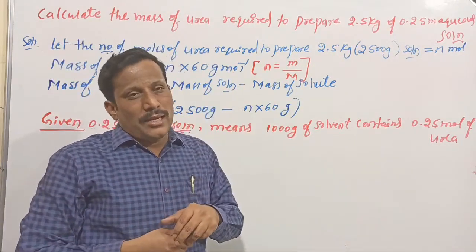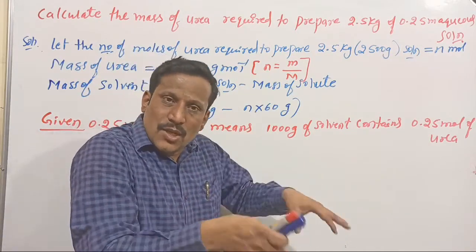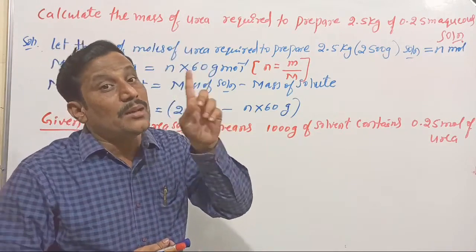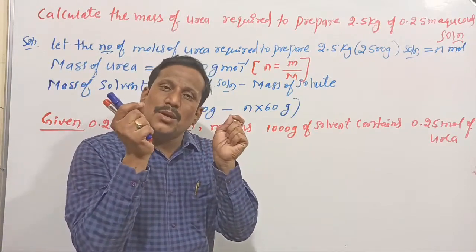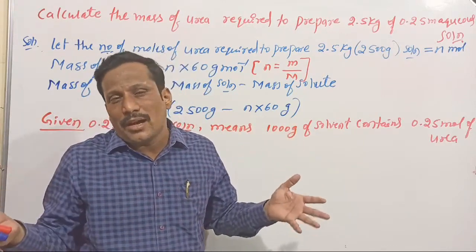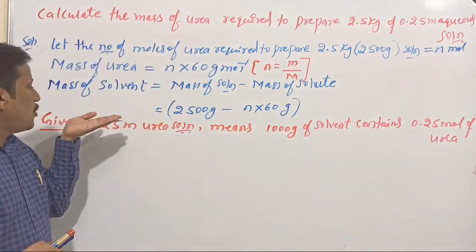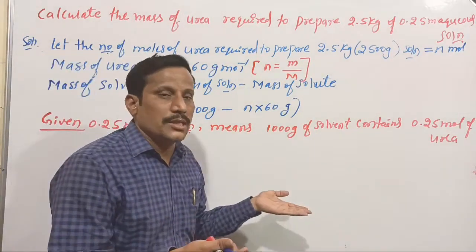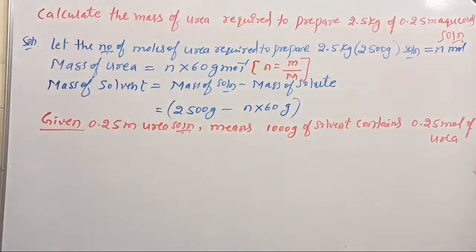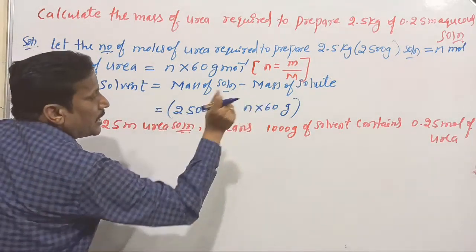The definition of molality says that it is the number of moles of solute dissolved in 1000 grams of solvent. 1 molal means 1 mole of a solute is dissolved in 1 kg of a solvent, or 1000 grams of a solvent. According to that, 0.25 molal means in 1000 gram we have 0.25 moles. Now you see, actually our solvent is how much? 2500 minus n into 60.